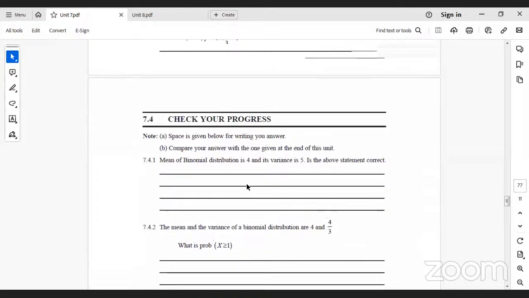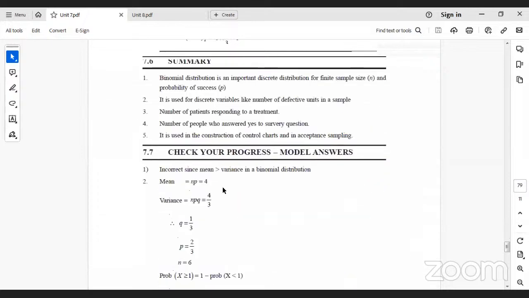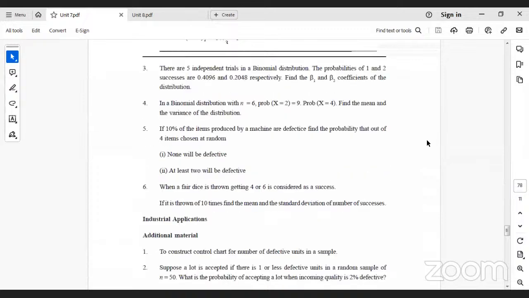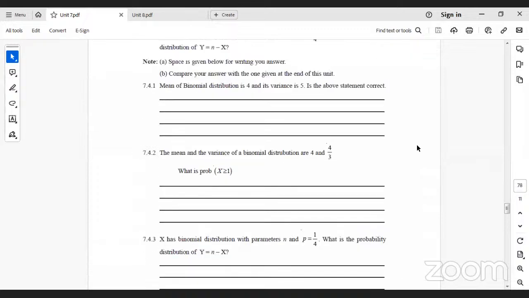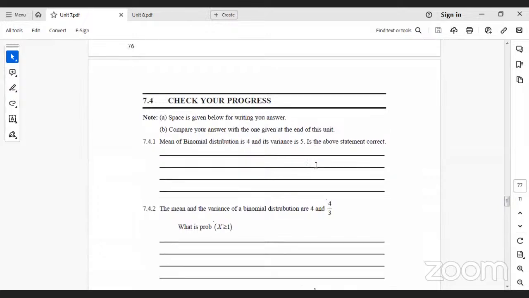One example they have asked here: the mean of a binomial distribution is 4 and variance is 5. The above statement is correct or incorrect? We are checking. Incorrect. For a binomial distribution mean is greater than variance. Is mean greater than variance here? No. Mean is smaller and variance is larger. Therefore it is an incorrect statement.